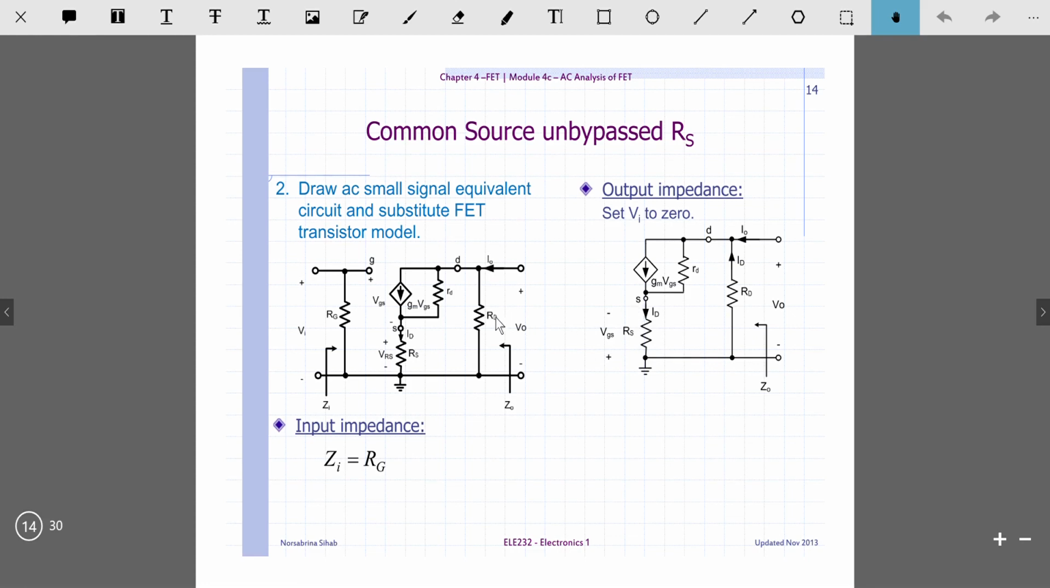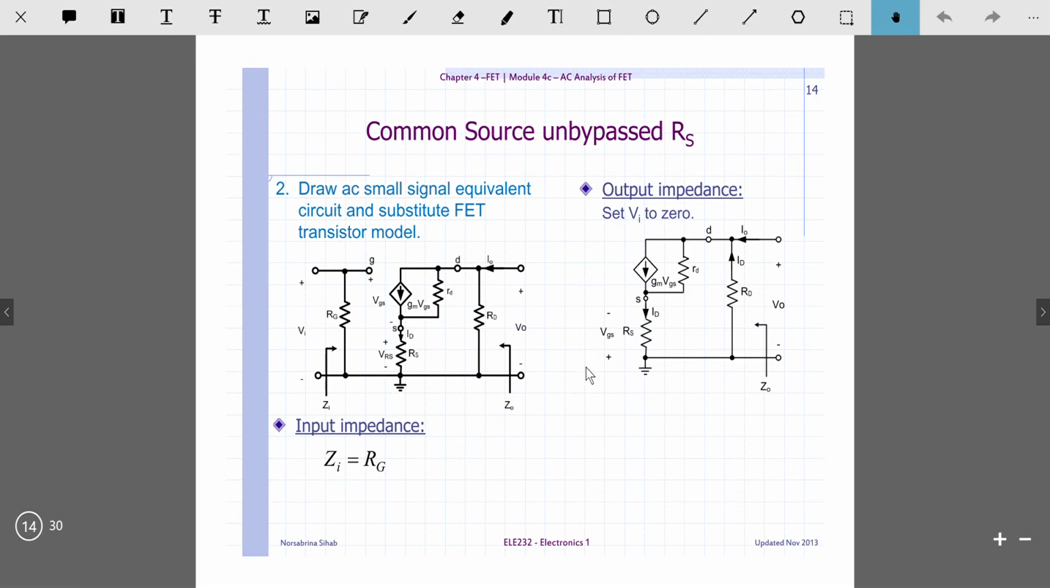Here, as you can see, the VGS voltage from the input side is plus and minus. But for the output side, the polarity will be opposite. So this is the minus at the source terminal, and this will be plus. So the voltage VRS will be equal to minus VGS.